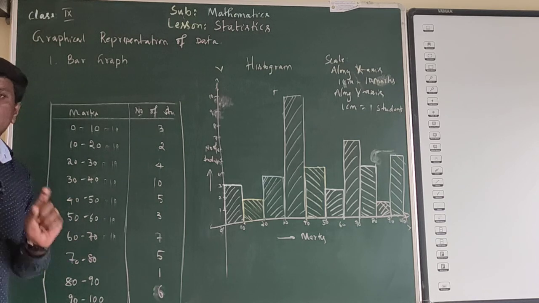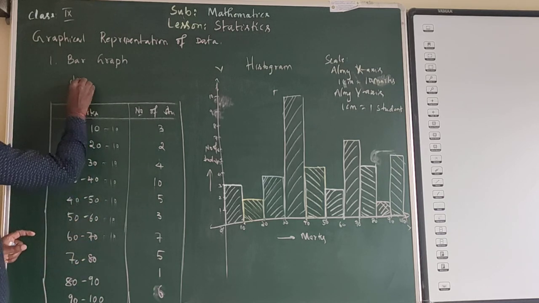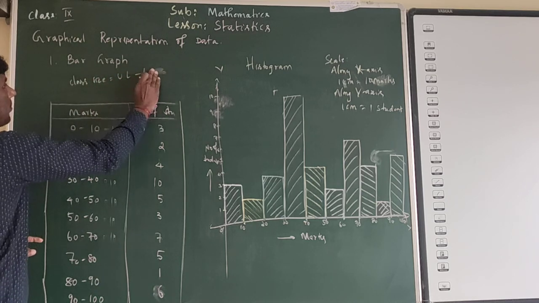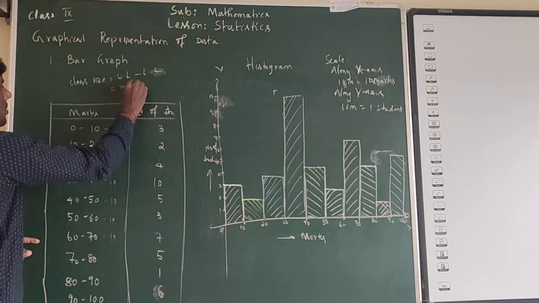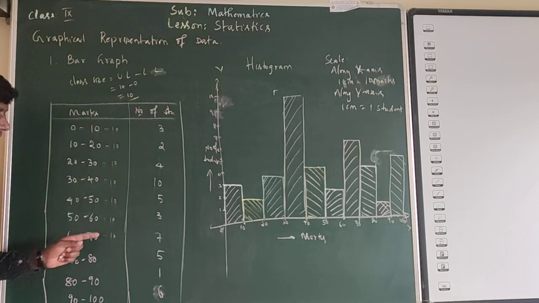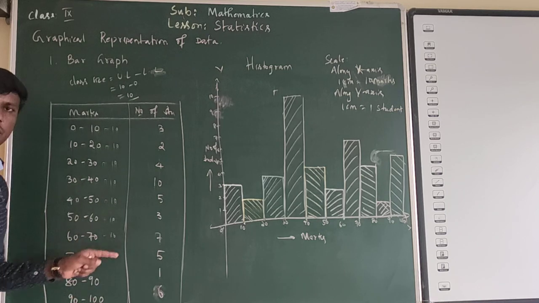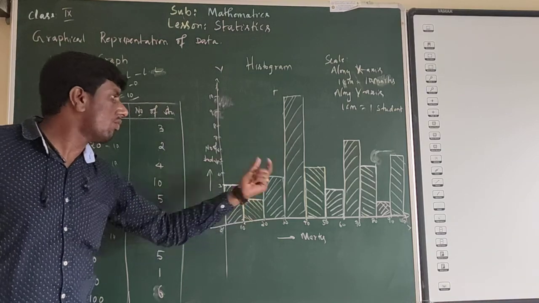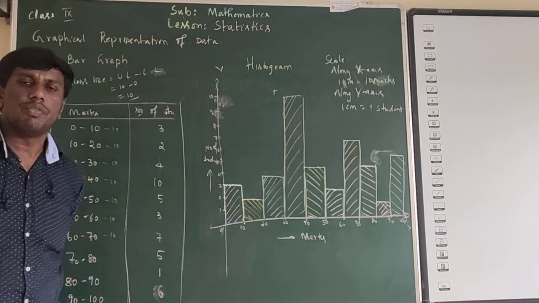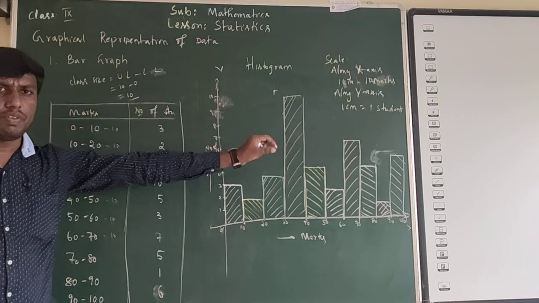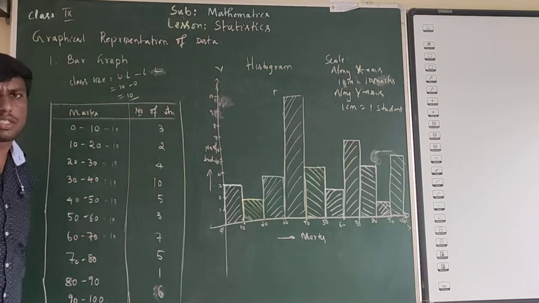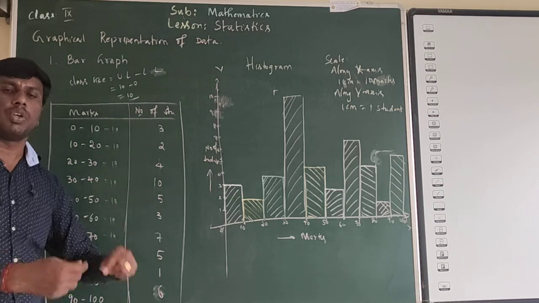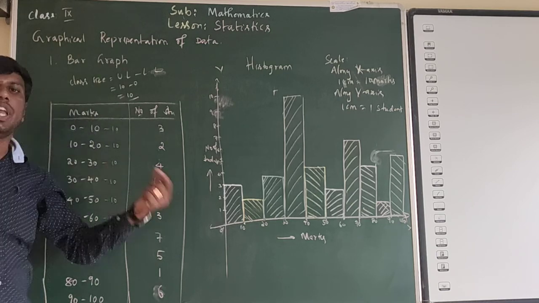Class size, H, is upper limit minus lower limit. Upper limit is 10, lower limit is 0, so we get 10. So class size is 10 everywhere. Therefore we have uniform width. This is the histogram of uniform width. Varying width is when we have different class sizes and different class intervals. That is the histogram of varying width.